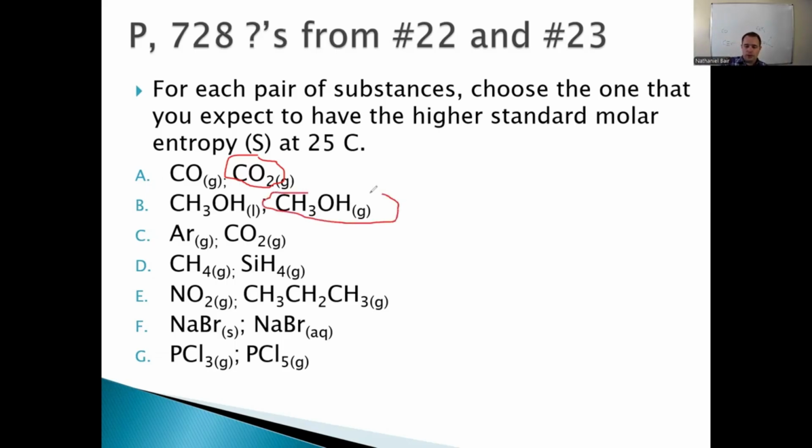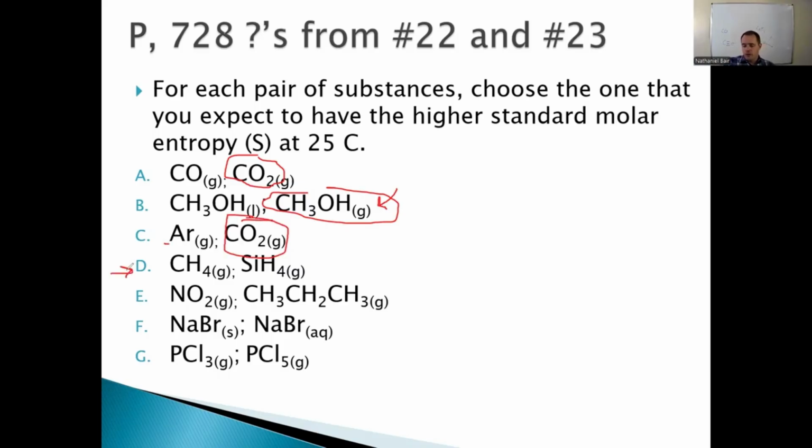Here, hopefully you picked methanol in the gas phase. The gas phase is always more random than the liquid phase because the molecules are flying around like crazy. They have no intermolecular forces. They're not locked in. They're on their own. And for C, hopefully you picked CO2, because that's a molecule versus an atom.